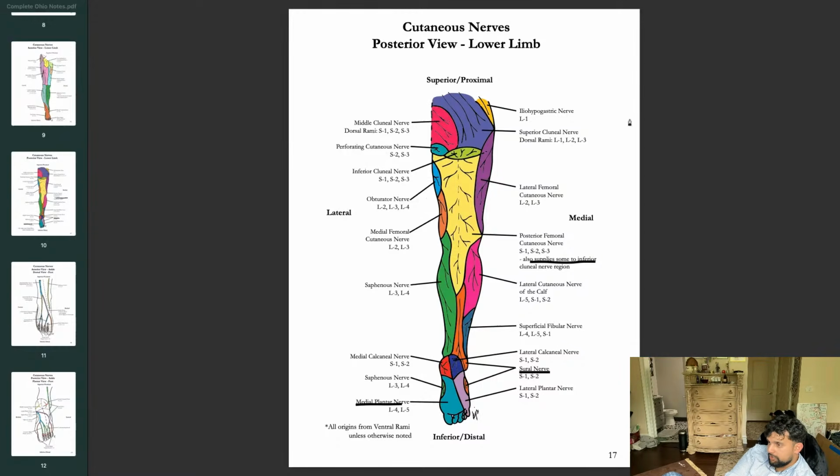Inferior cluneal, iliohypogastric, right? Dorsal, middle cluneal, superior cluneal, and inferior cluneal: cutaneous nerves, no motor. Obturator nerve, it's a mixed nerve. Why? Because it innervates the medial compartment along with the medial upper thigh. Medial femoral cutaneous, lateral femoral cutaneous, posterior femoral cutaneous, saphenous nerve, lateral cutaneous nerve of the calf. These are all cutaneous nerves. They have no innervation to muscle. Medial calcaneal, lateral calcaneal. These are all branches of the cutaneous nerves. There's no muscular innervation by any of these nerves.